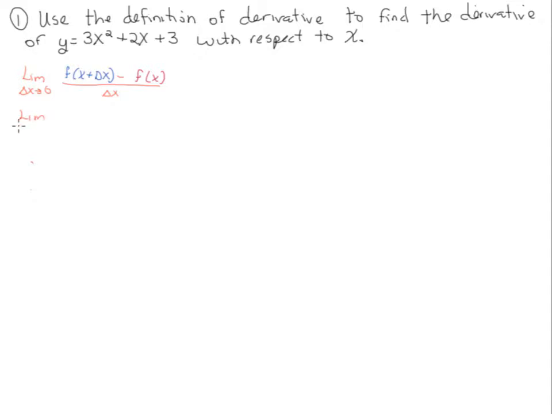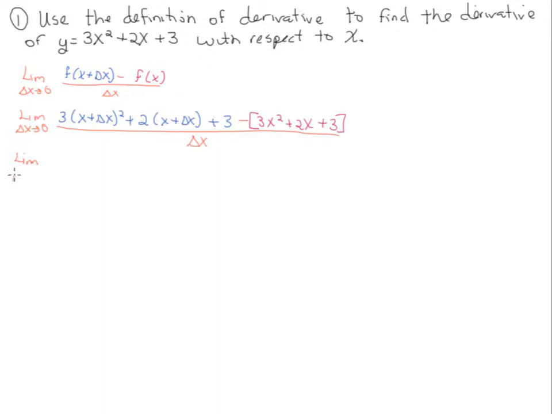So in this case, my f of x function is 3x squared plus 2x plus 3. So f of x plus delta x is 3 times (x plus delta x) squared plus 2 times (x plus delta x) plus 3, minus (3x squared plus 2x plus 3), divided by delta x. So now what I'm going to do is some algebra: expand out the parentheses, combine like terms, use my distributive property, cancel out like terms, and then simplify.